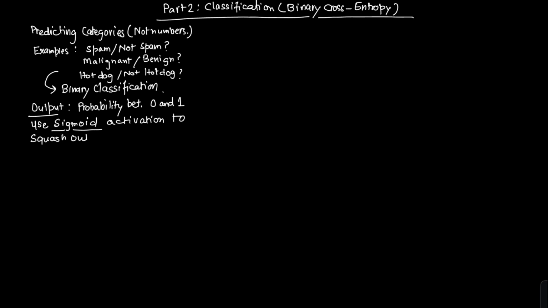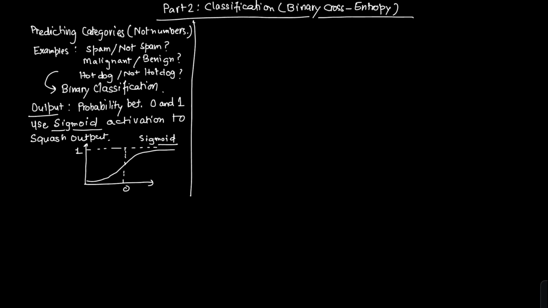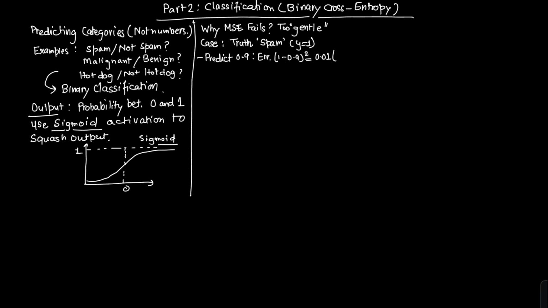We use the sigmoid activation function to squash the output. Let's try to use MSE here and see why it fails. If the answer is spam, y equals 1, and we predict 0.9. The error is (1 minus 0.9) squared, which is 0.01, a small loss. But if we predict 0.1, dead wrong, the error is (1 minus 0.1) squared, which is 0.81. The penalty is 0.81. Okay, it's not huge, it's less than 1. MSE is too gentle for classification.